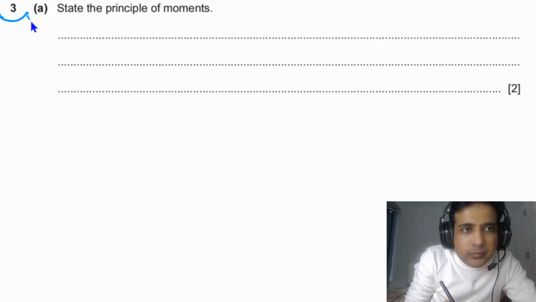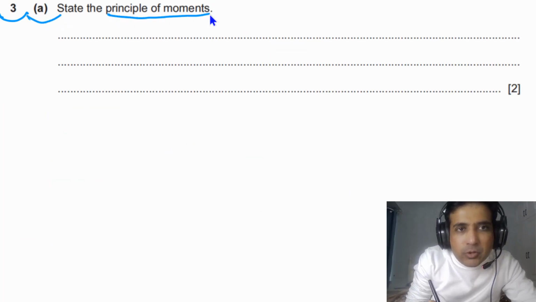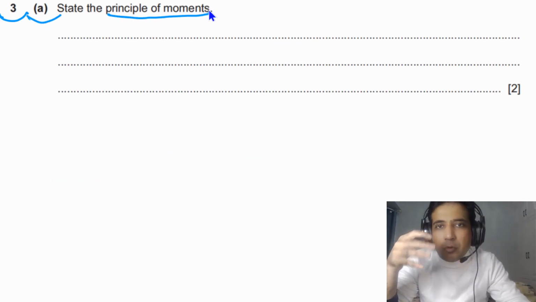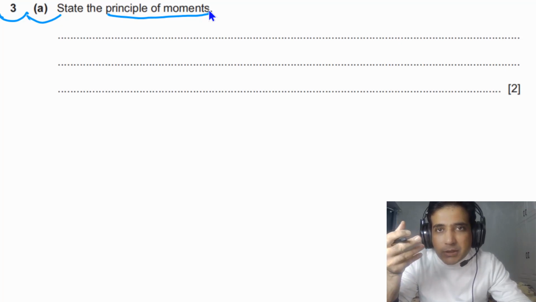For the third question, part A, we need to state the principle of moments. The principle of moments simply tells us that if any object is in equilibrium, the moment about any point has to be equal to 0. Simply we can say the sum of clockwise moments has to be equal to the sum of anti-clockwise moments about any point if the object is in equilibrium.